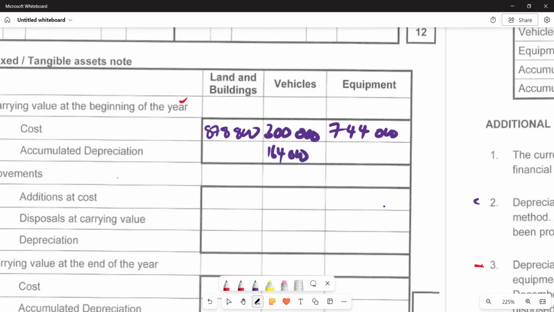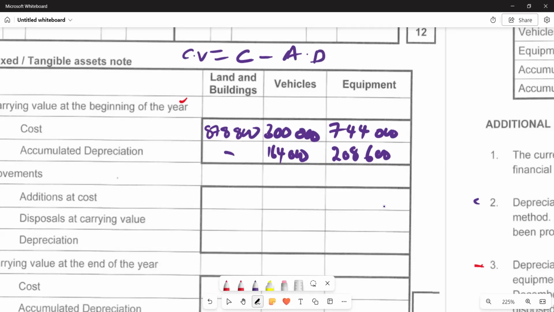And then we have for equipment 208,600. And then land and buildings does not depreciate, so we have no depreciation there. So this is what we have. Then we can find the carrying value at the beginning by saying our cost minus accumulated depreciation, and you get your carrying value. Remember, that's the formula: carrying value is equal to cost minus accumulated depreciation. So this is exactly what we're going to do here.